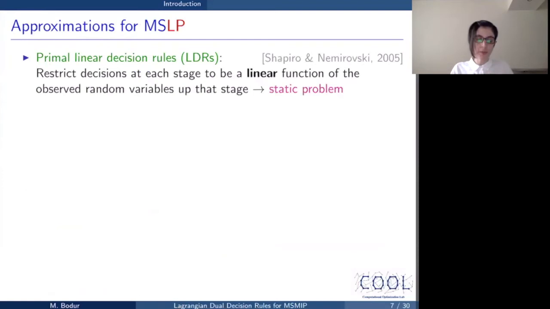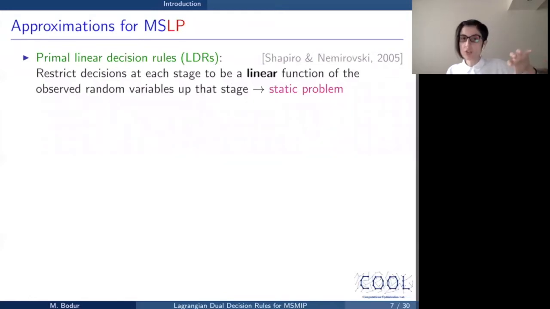And then in this talk, this will be the main theme of this talk, we will extend their use into the integer setting. So let me start with the primal version of these linear decision rules, in short, LDRs. The idea is we will restrict our decisions at every stage, every possible decision, to be a linear, or rather an affine function of the history that we observe up until that point.